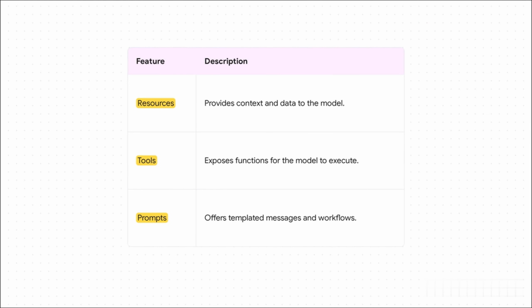First, you've got resources. This is just the context and data the AI needs, like, say, the files in a folder or some entries from a database. Second, you have tools. These are actual functions the AI can ask to run, things like create a calendar invite. And finally, there are prompts, which are basically pre-made templates or workflows to help users get started.